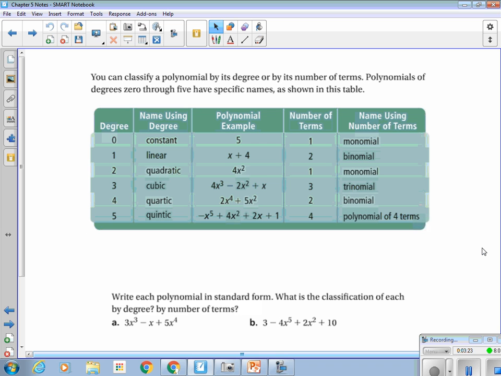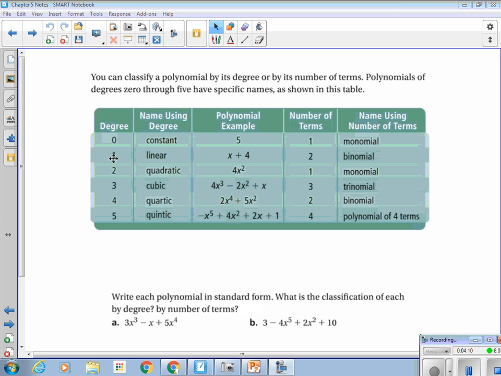So you can classify a polynomial in two different ways. By using its degree, and we've already written some of these down, or you can classify it by how many terms it has. So if I have a 0 degree, think about this. What is x to the 0? X to the 0 is 1, and then 1 times a number is just the number. So if I have a degree 0, that's called a constant. It can have 1 term, and that's called a monomial.